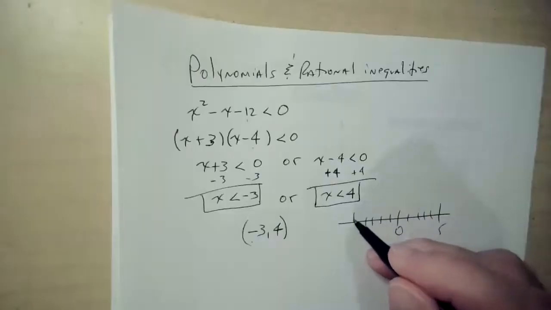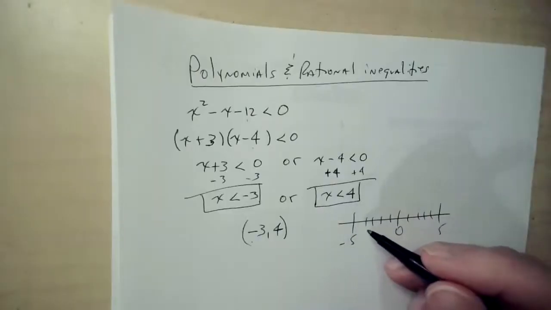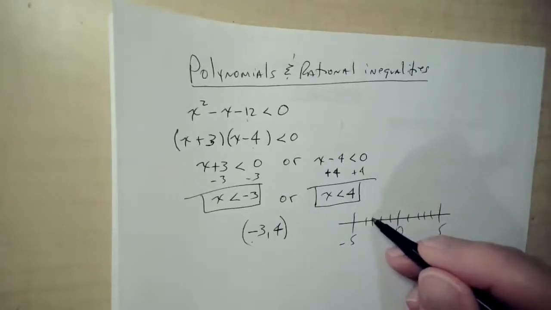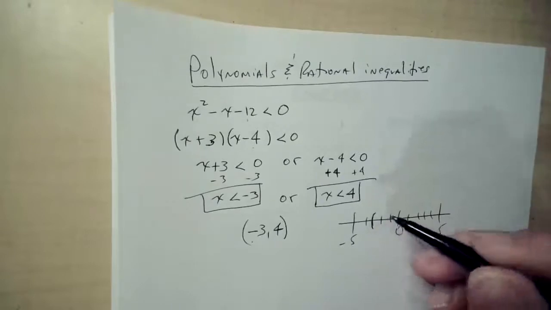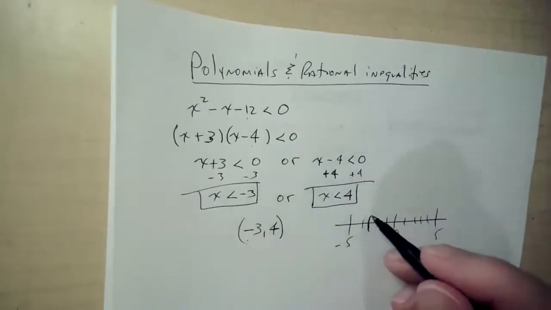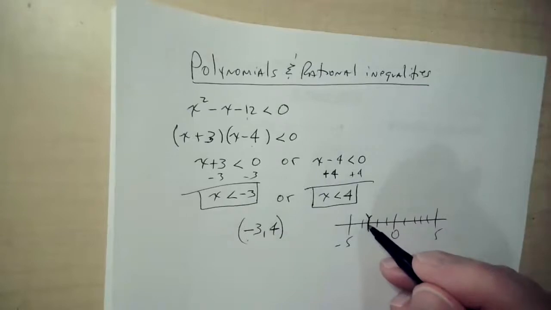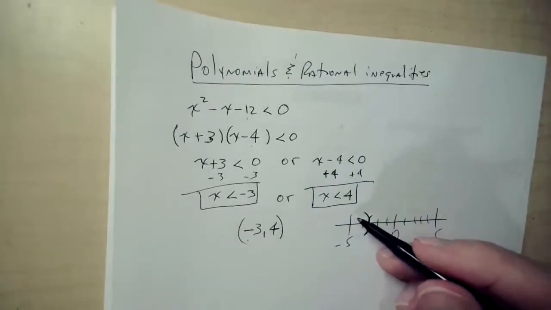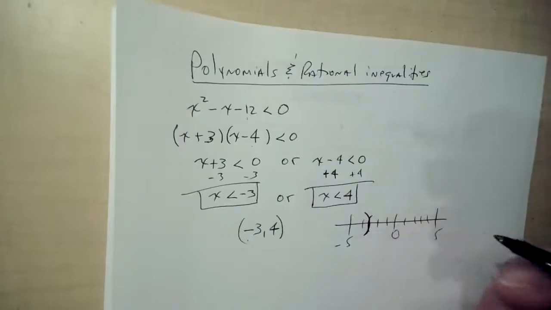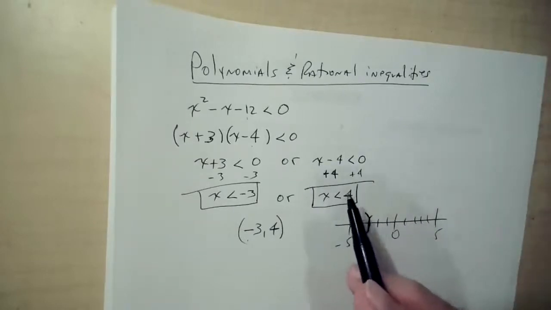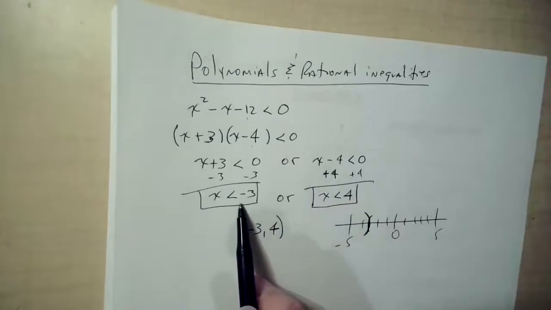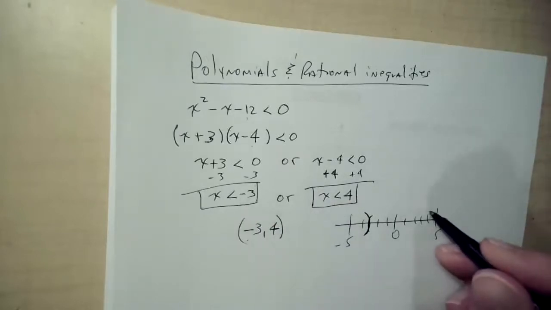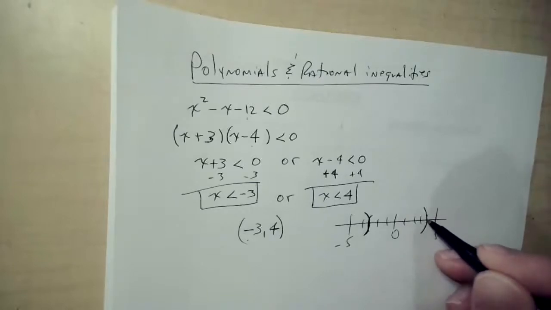1, 2, 3, 4, 5. 1, 2, 3, 4, -5. So it's going to be between -3, which is here. Oops, wrong way. Less than -3, which is that way, I'm sorry. Less than -3, and x is less than +4.